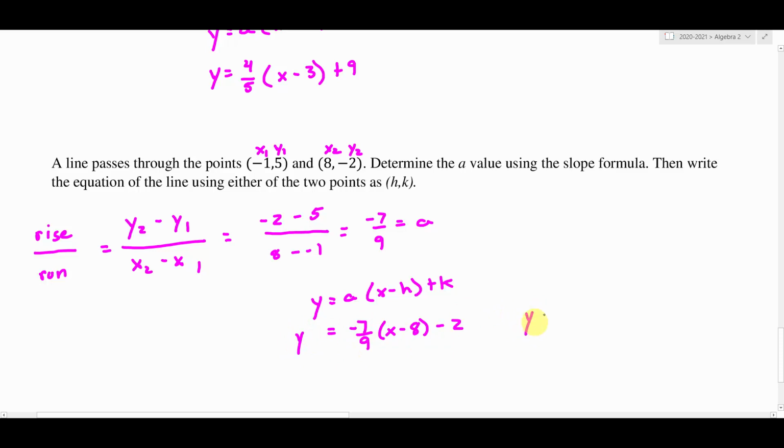Okay. Another equation you can get, if we used the other point, you would have the same slope, right? But you would use this one. So this would be x minus a -1, which would turn into x plus 1, and then you would have plus 5 on the end. Either one of these represents the same exact line.